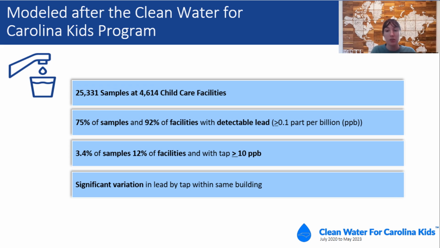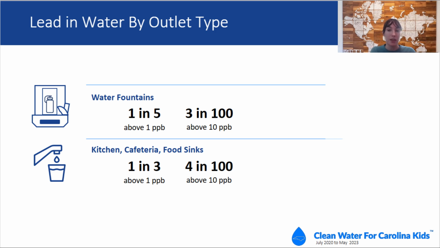We also noticed significant variation in lead tap to tap within the same building. This means that within a facility, only 1 or 2 faucets or fountains had an issue, while the others didn't. Across the state, 3 in 100 water fountains and 4 in 100 kitchen sinks exceeded the state action level in our initial statewide testing for centers. We also found that detectable lead was common, with 1 in 5 water fountains and 1 in 3 kitchen sinks containing at least some lead.